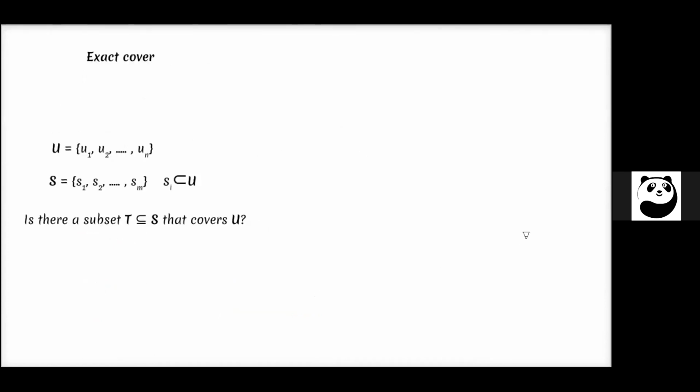Take exact cover, okay? And imagine an insanely large instance. So imagine an extremely large N here, an extremely large M. Millions, billions.